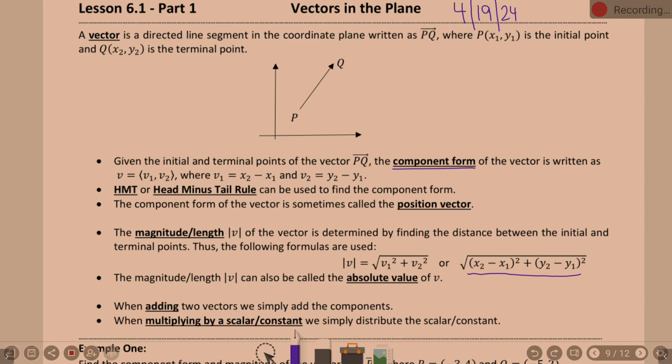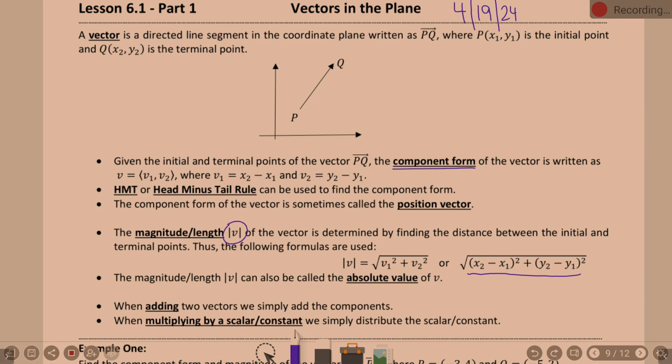This is the distance formula. We always learn them together, right? The distance formula, so the distance between two ordered pairs, is this right here. If you're trying to find the length of a vector, you're trying to find the distance between the initial and terminal points. If you have the two ordered pairs, you can do it like this. If you just have a vector in component form, you can just look at v1 squared plus v2 squared and take that square root. So this is magnitude or length.